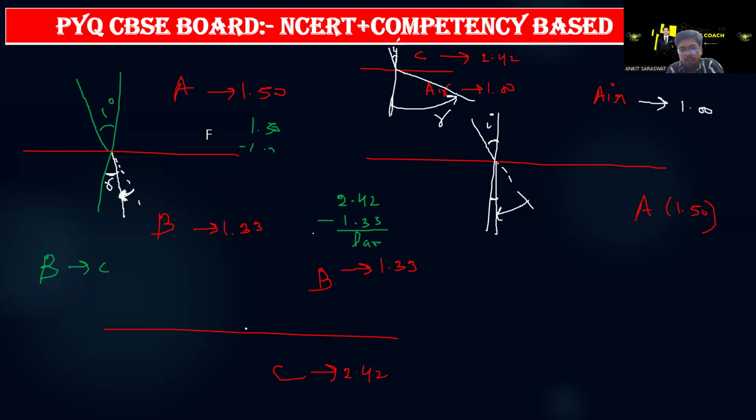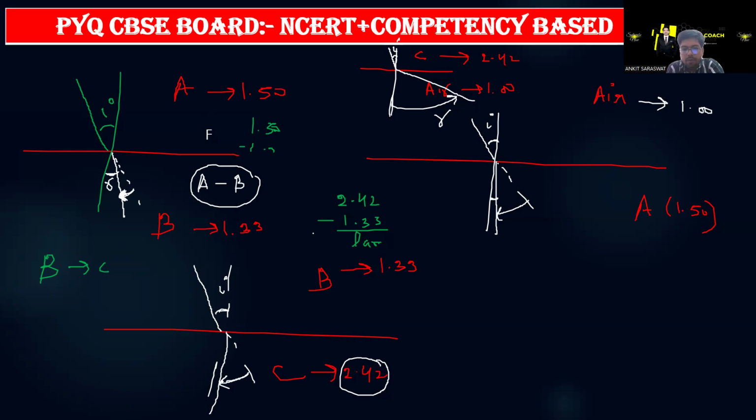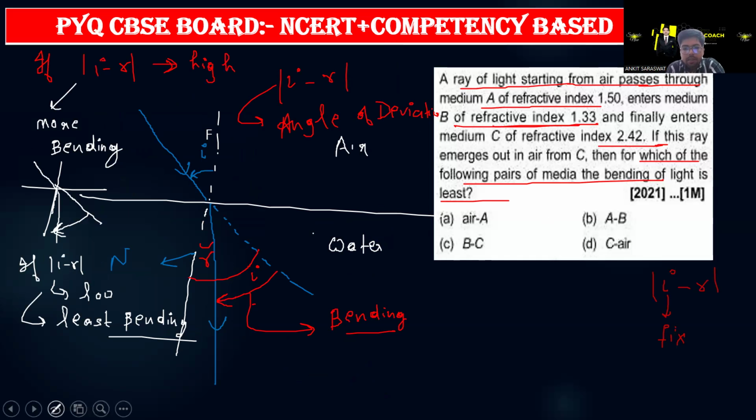But if you look at BC, light is coming from B into 2.42, a very, very high refractive index. Bending here is also small, but if you compare with the AB case, then here bending is a little bit more. So least bending will be in the AB case. So option B. Clear?